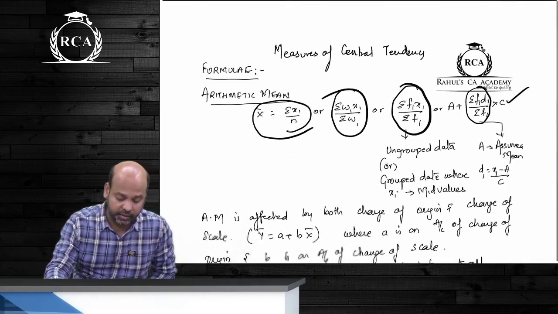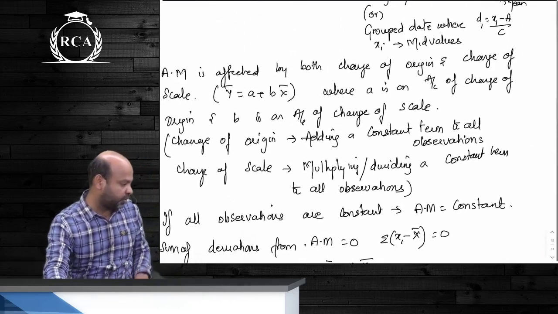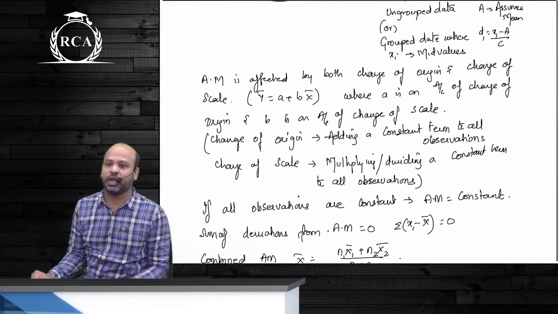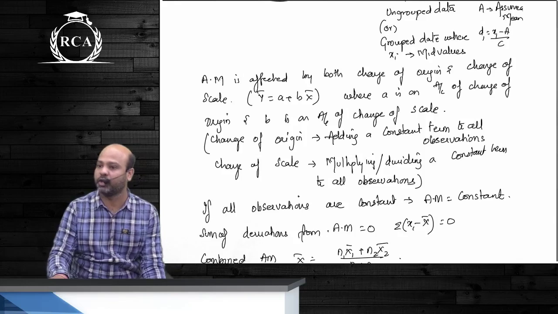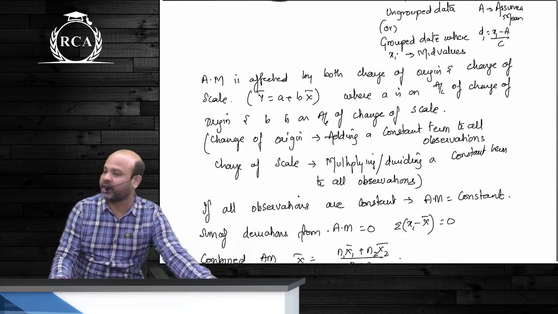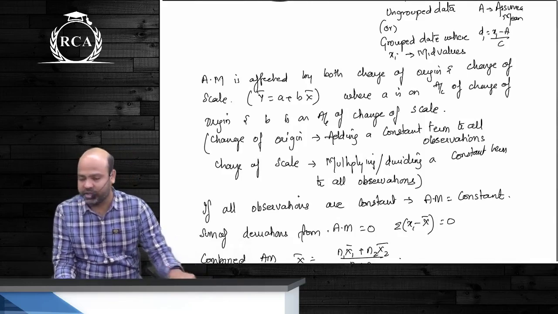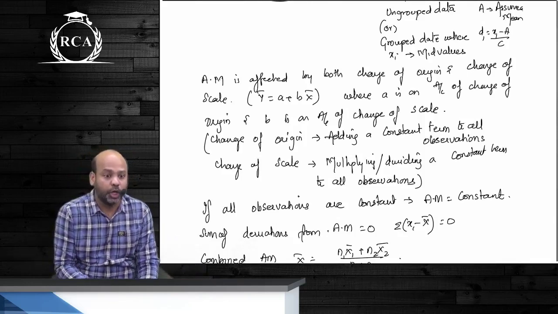Are we clear? Now as far as the properties of arithmetic mean are concerned, the first property was if all the observations are equal to a constant k, arithmetic mean also will be equal to constant k. Second, the sum total of deviations taken from arithmetic mean will always be equal to 0.